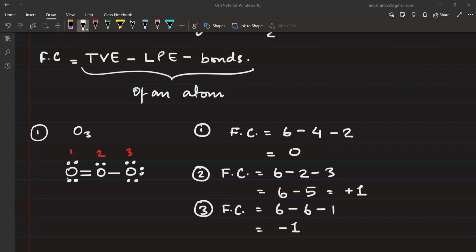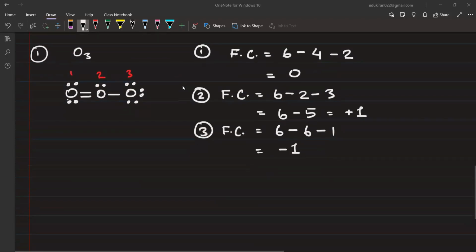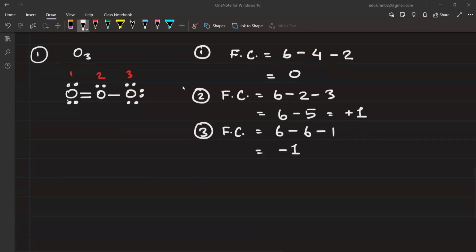Harsha and Martin, are you done? Please let me know if you're writing. And then you have to calculate the formal charge on each atom of NO3.